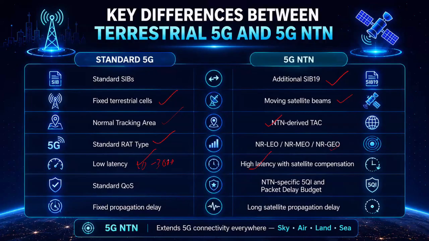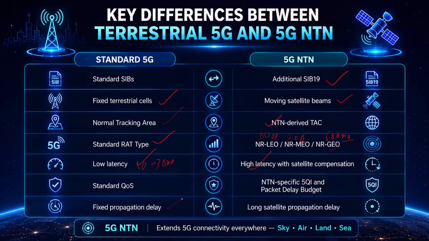But in case of GEO, latency can be up to 600 milliseconds. In case of MEO, it can be 200 milliseconds. In case of LEO, it can be 50 milliseconds. So it's very high as compared to TNs. So these are the various differences introduced in case of 5G and TN.